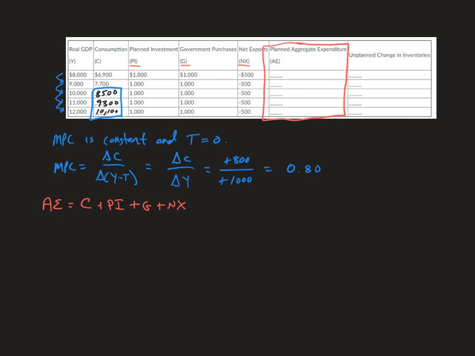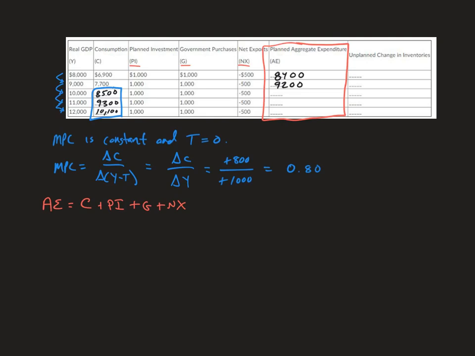So when I do this across, we have 6,900 plus 1,000 plus 1,000 minus 500. That's going to be 6,900 plus 1,500, which is going to be 8,400. We're going to do 7,700 plus 1,000 minus 500. So again, we're going to add 1,500 to that, and we are going to end up getting 9,200.